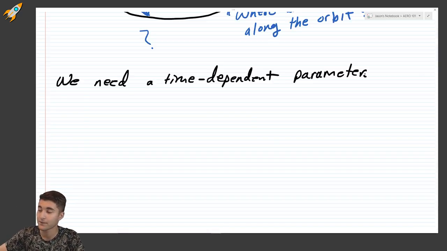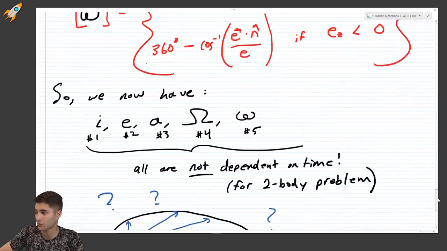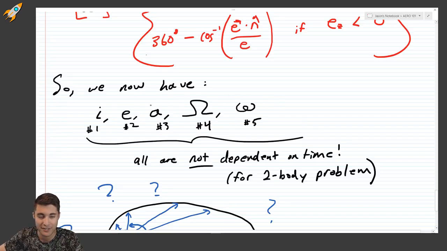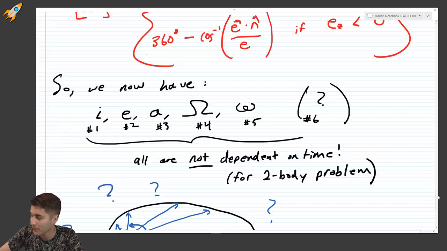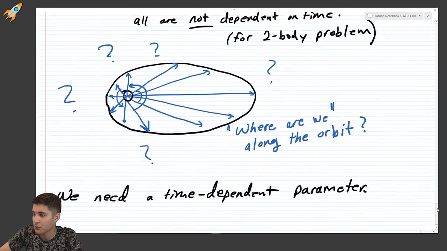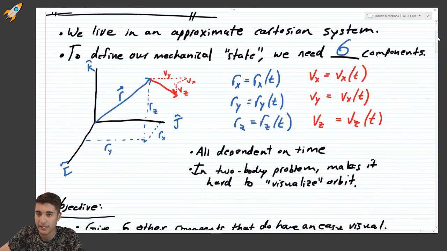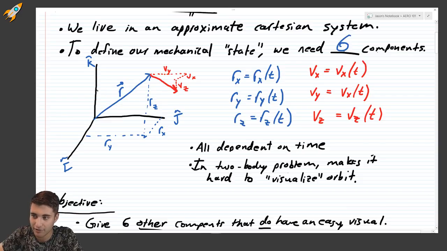So, guys, I hope you enjoyed this. We've derived 5 out of the 6 elements that we need, and check it out. These elements are not dependent on time at all. It's that easy. But we need some number 6 that we don't know yet, that actually defines where we are along the orbit. But we've got 5, right? We've got a really good start. And we got all the way from here, starting with just a position and a velocity vector for an orbit.